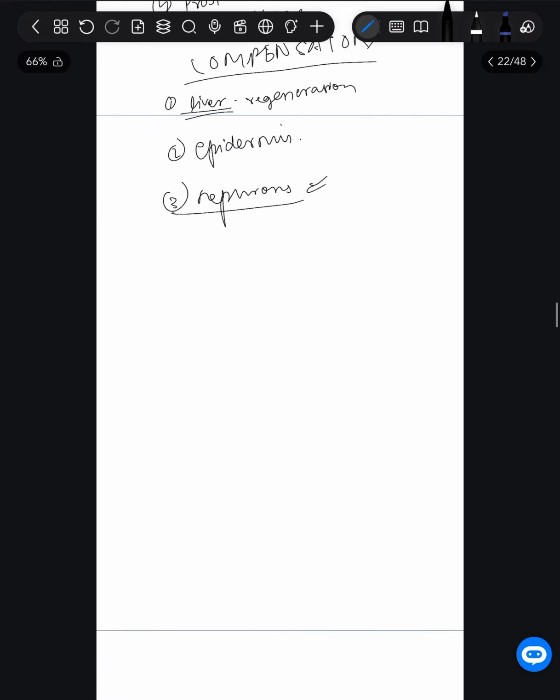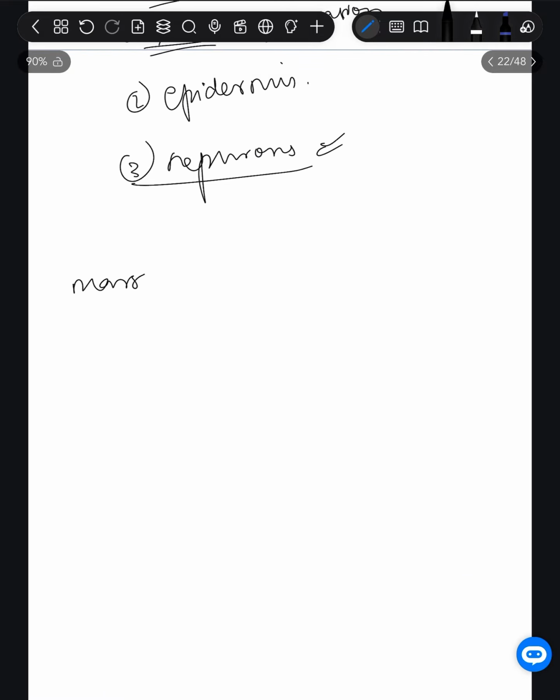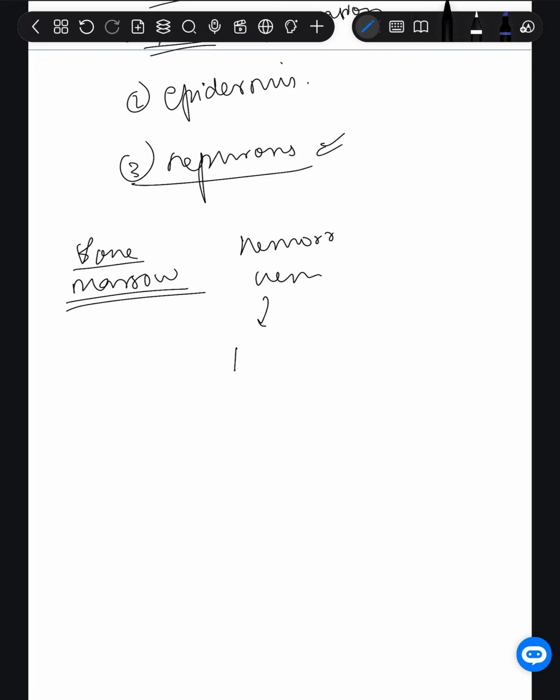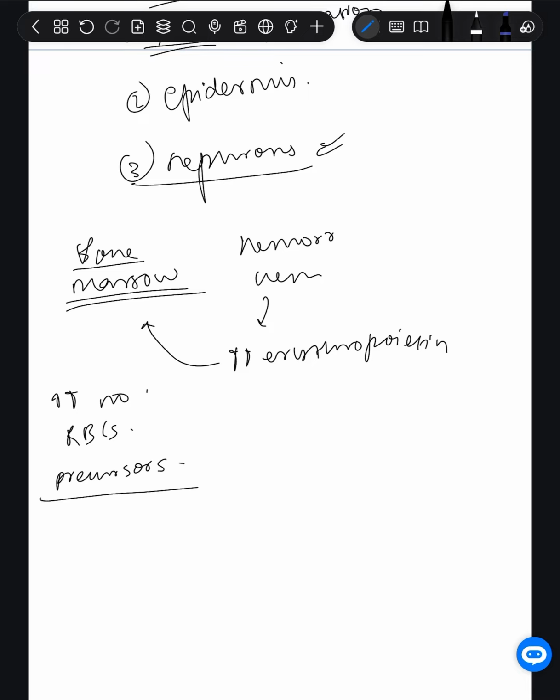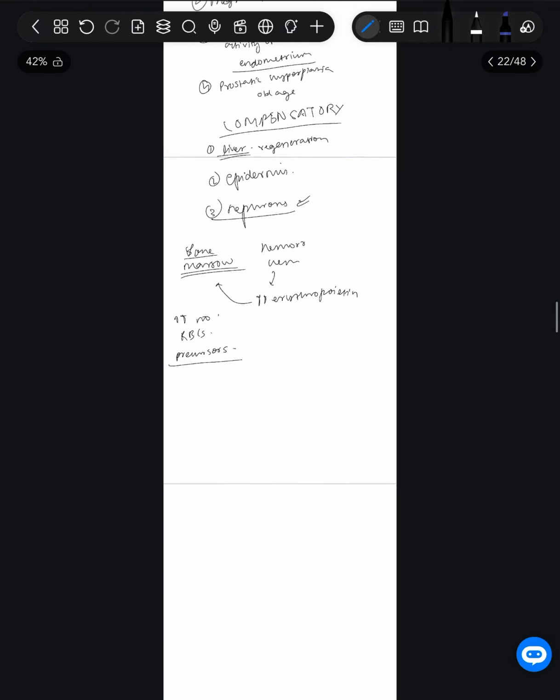The example I was talking about was our bone marrow. After some hemorrhage or hemolysis, what happens? There is an increase in erythropoietin. This causes an increase in number of RBCs and their precursors. In anemia also, whenever you see increased marrow cellularity, increase in precursors of the erythroid series, that is this. Okay, this is one example. I hope you understood the physiological one.